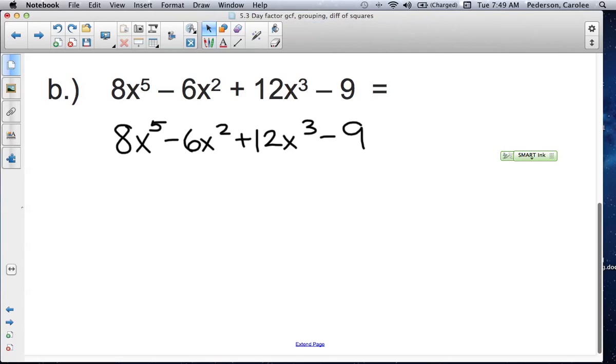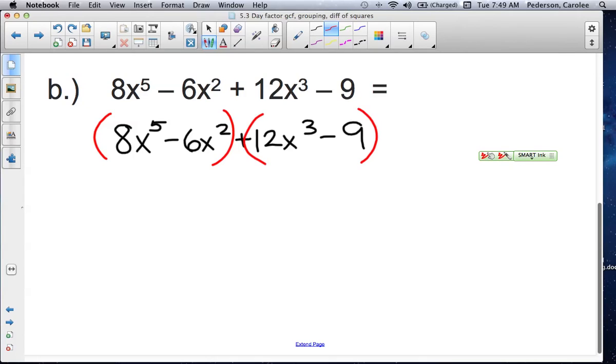And now I'm going to group the first 2 and the last 2. Now we're going to pull out the GCF of each group. So I look at the first group, 8x to the 5th minus 6x squared. What can I divide out of that parentheses? What is my GCF? Well, I can divide by 2. I can also take out an x squared because they both have an x squared in common.